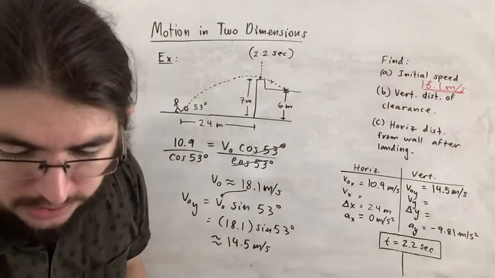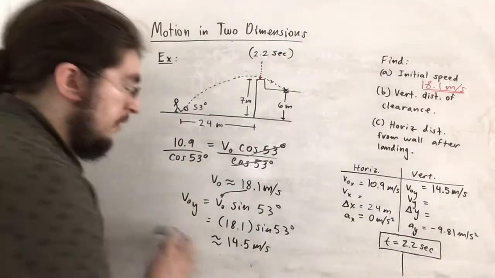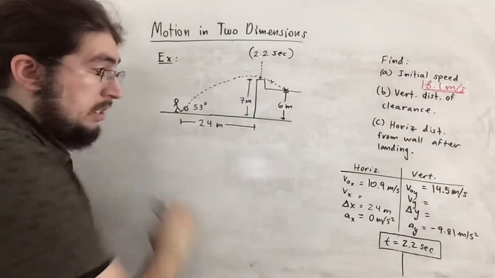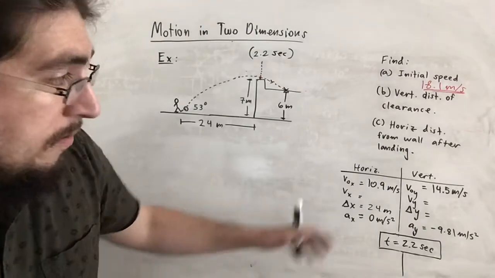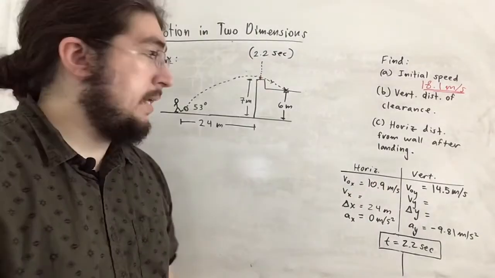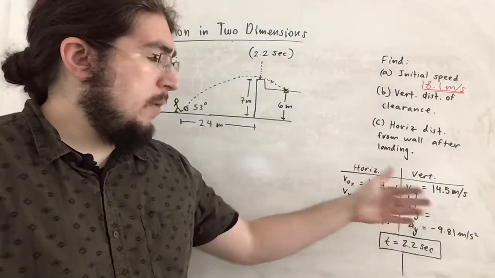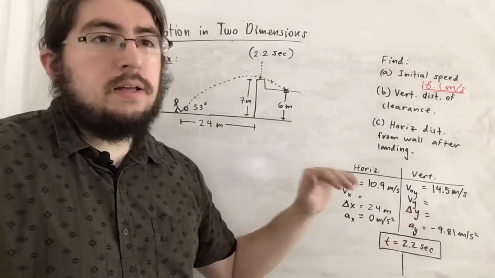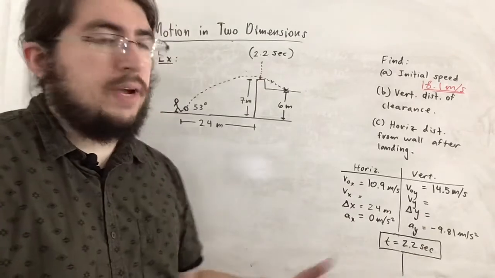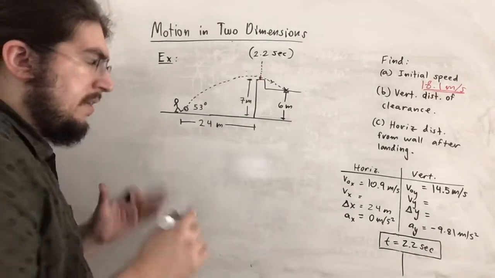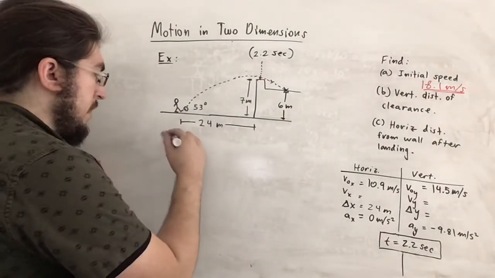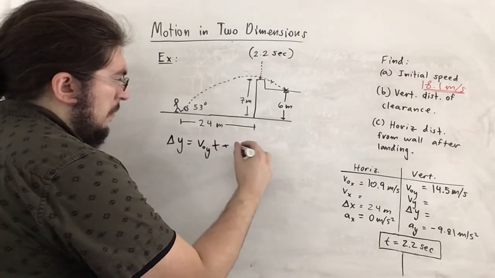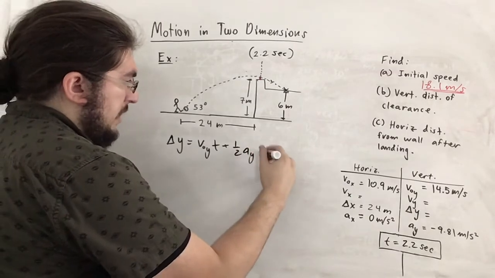So let me erase some things here, and let's see if we can figure out which kinematic equation we need to use in order to find delta y. Because we want a vertical kinematic equation, we need an equation that involves v naught y, delta y, because that's what we're trying to find, gravity, so ay, and finally t. The one that keeps coming up quite a bit is delta y is equal to v naught y t plus 1/2 ay t squared.